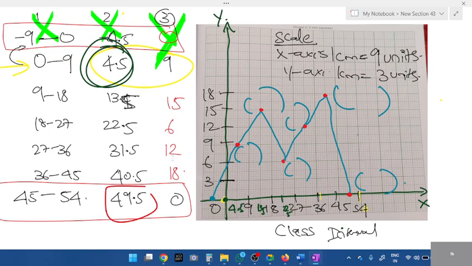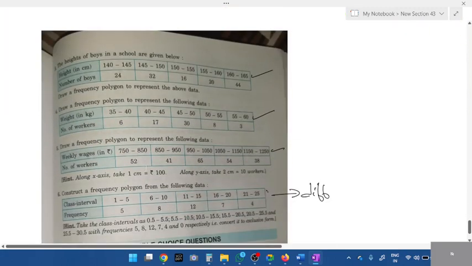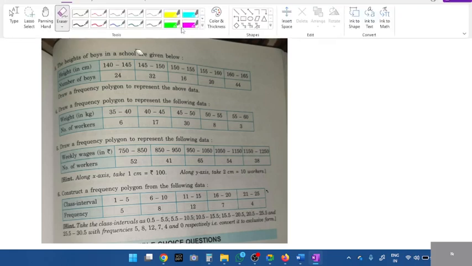Understood? Shall we try the next one? Respond, all of you. The next question. Look, I'm not going to solve. You just tell me the table. We'll solve the last question. For the remaining three, just tell me the table, students.